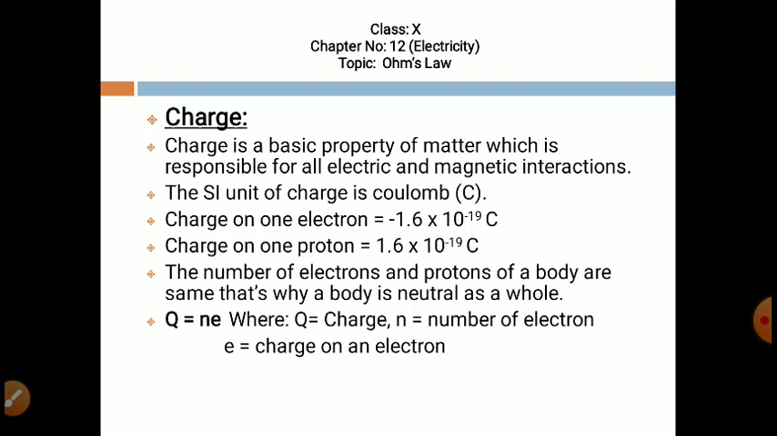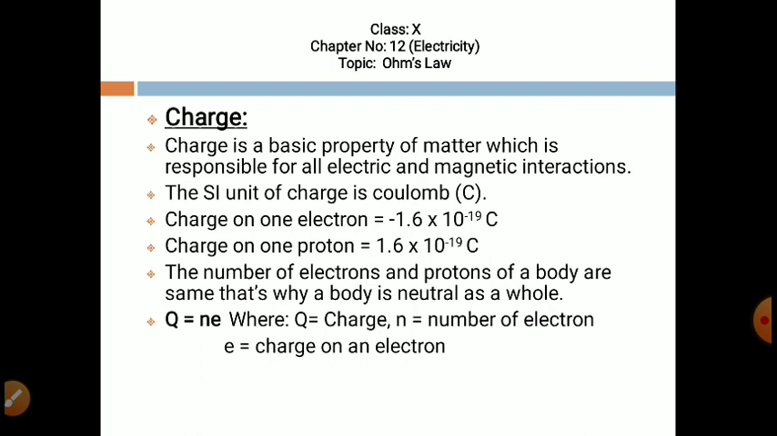The charge on an electron is minus 1.6 into 10 raised to power minus 19 coulomb, and the charge on a proton is 1.6 into 10 raised to power minus 19 coulomb. Both the charges are the same in amount, but one is negative and another is positive. That's why the naturally occurring material around us doesn't possess any charge naturally, because the number of electrons and number of protons in that particular object are the same.